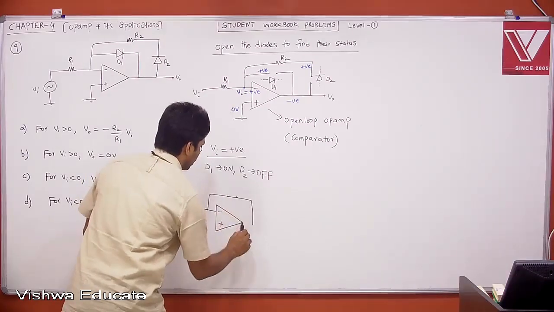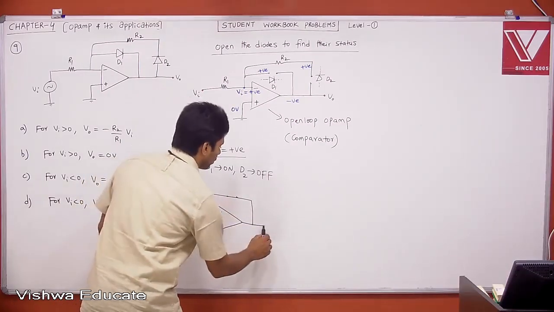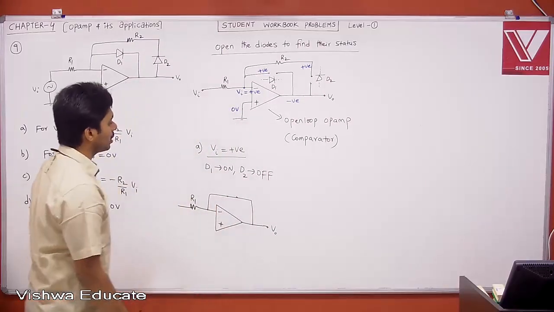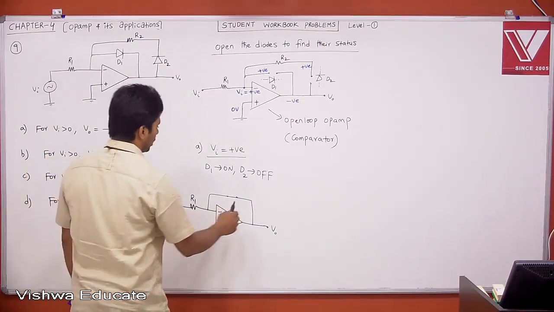This is your diode D1, and this is your V0. Then what about D2? That is floating, no need to have anything. Therefore D2 is not conducting.